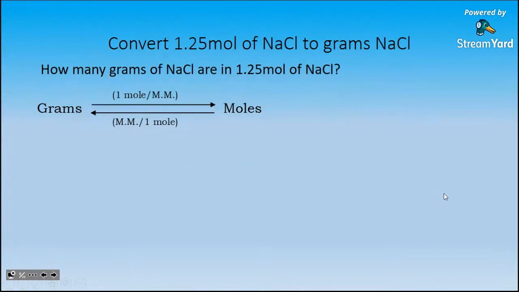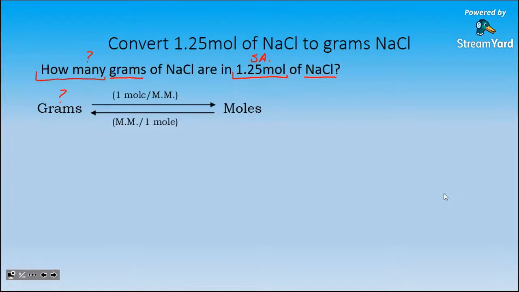Let's look at another one. 1.25 moles of NaCl to grams of NaCl. Again, as always, we're going to diagram that sentence. How many is the question, refers to grams, of NaCl are in 1.25 moles of NaCl. So the 1.25 is my starting amount. If you would like to work this one on your own, feel free to pause the video, work it out, and then unpause and verify your work.